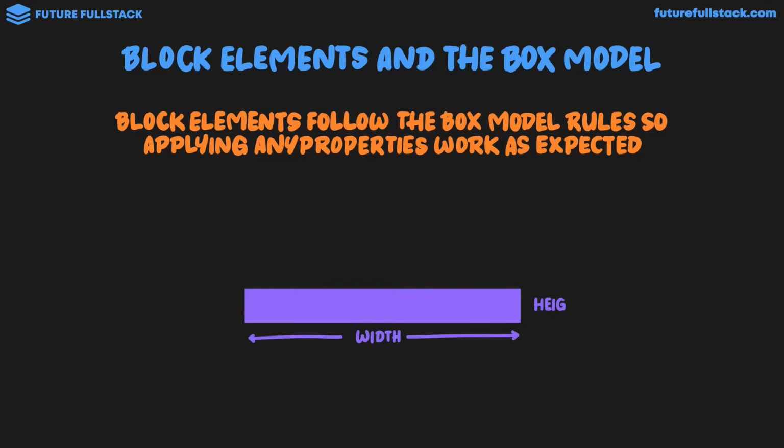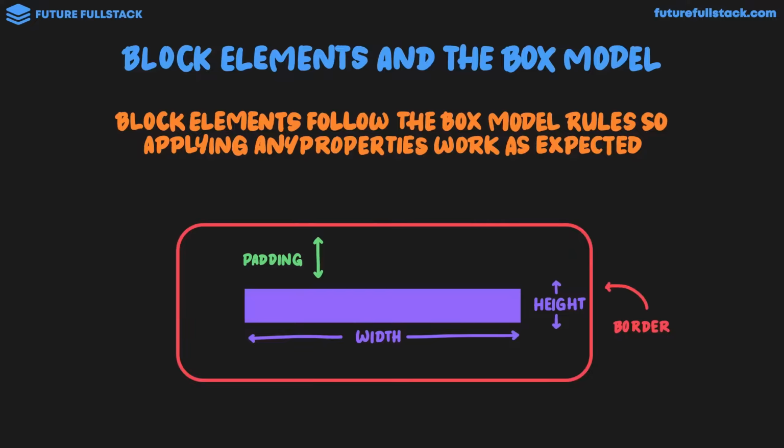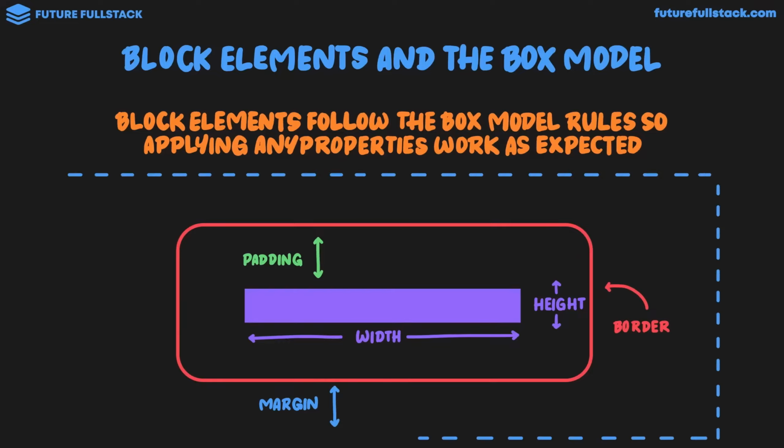We can apply height to the block element. We can apply padding to the block element. We can apply a border to the block element. And finally, we can apply margin to the block element. All these properties work as expected. Let's play around with this in VS Code.